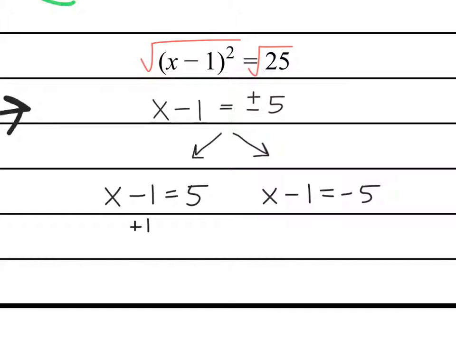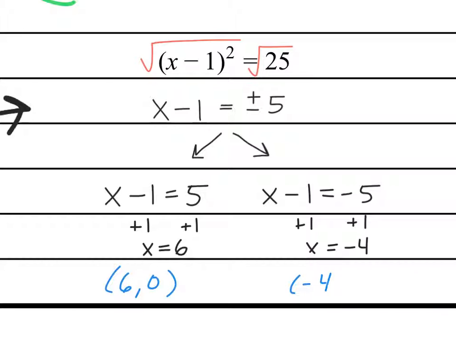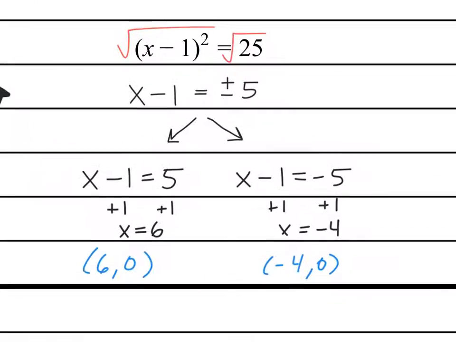Let's add 1 on the left. So over here we get x equals 6. Add 1. And over here we get negative 4. So your 2 points are at 6, 0 and at negative 4, 0. This has 2 solutions. If you like, you can do the next one by yourself. You can go ahead.